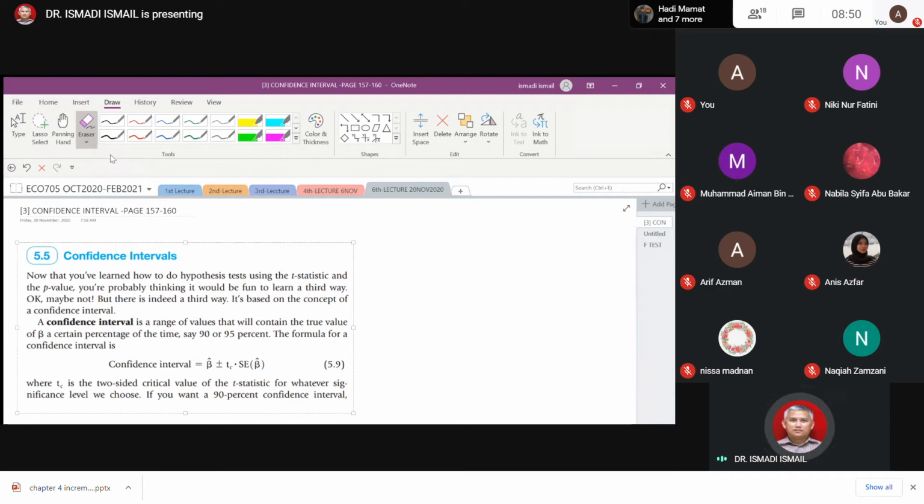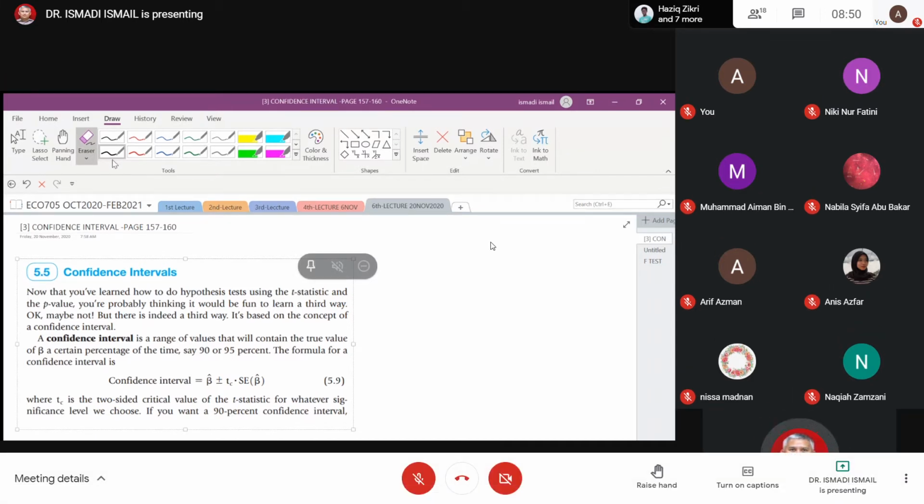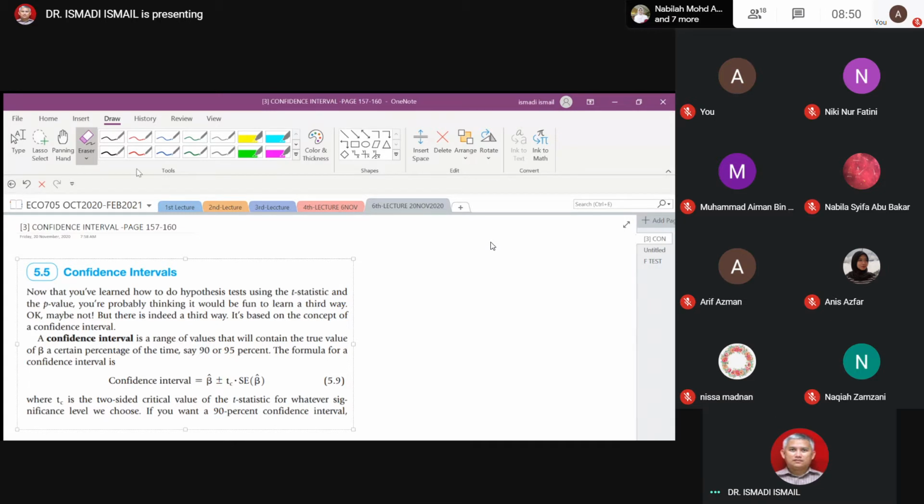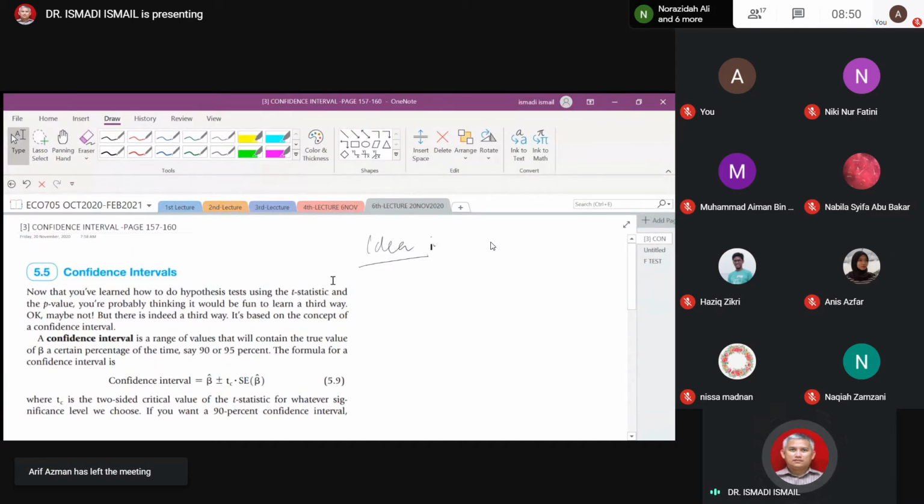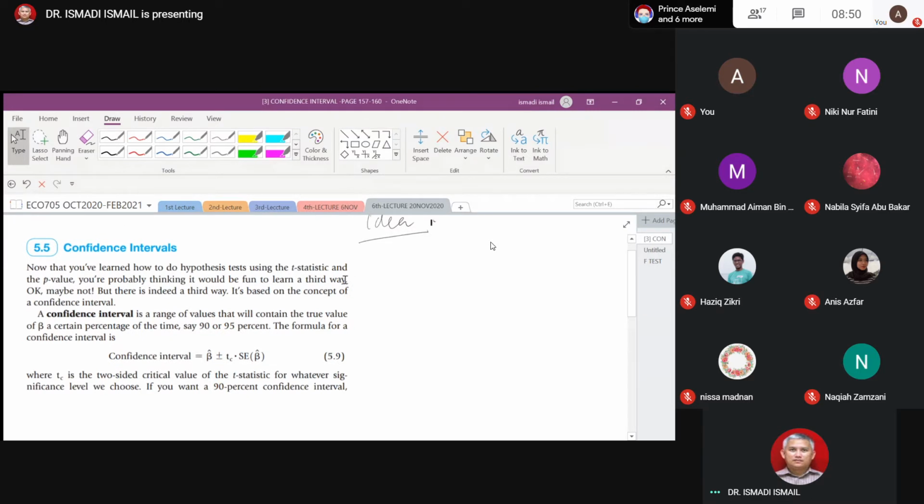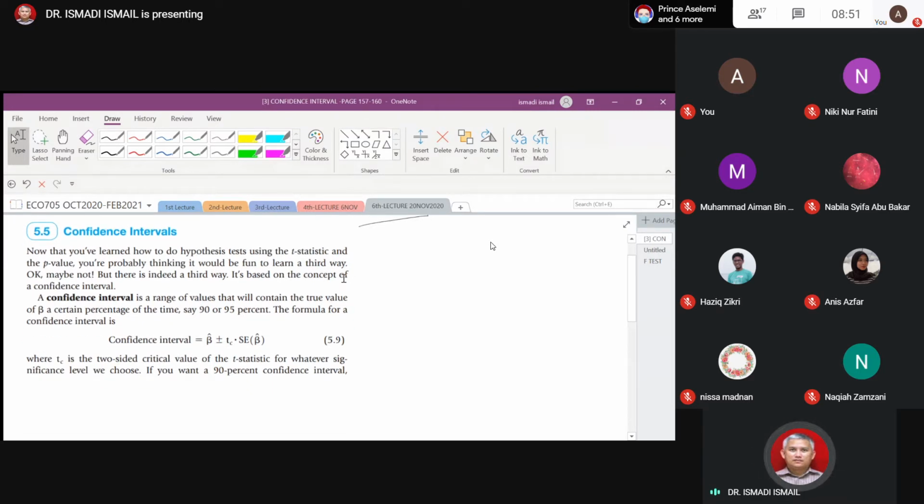With that, on how hypothesis testing is conducted. Okay, I just give you the idea of confidence interval. You can refer to pages 157 to 160 for the details about confidence interval. Here I just highlight the important part of section 5.5.